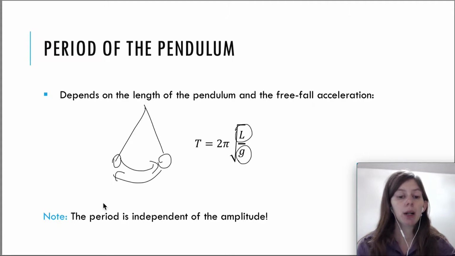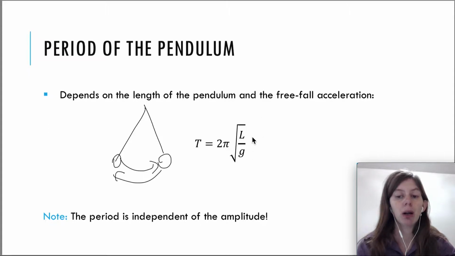I have noted here the period is independent of the amplitude. You might think that if you release your pendulum from all the way over here and it oscillates back here, that might change the period, but it doesn't. It's only the length and gravity, acceleration here, that affects it.